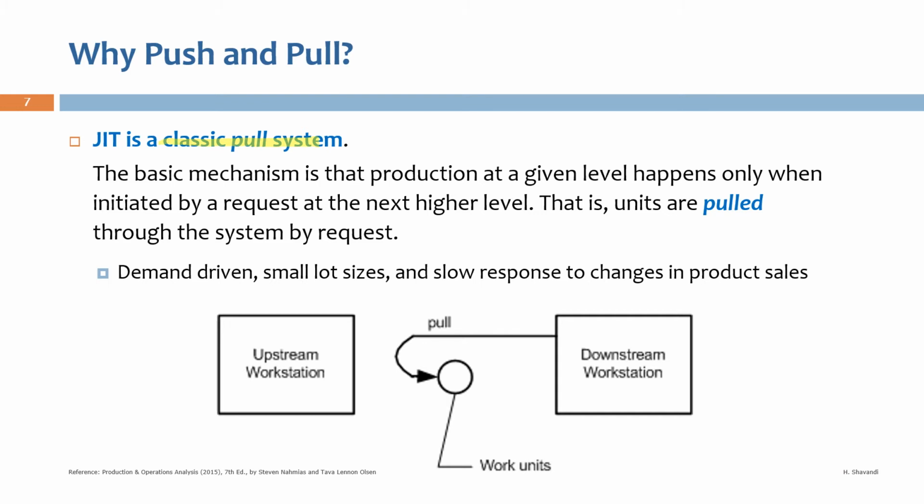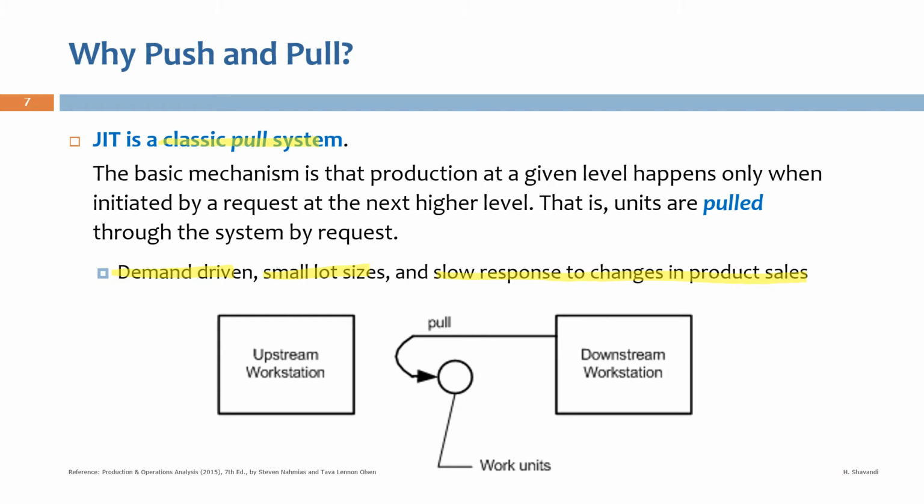So in just in time, there will be production if there is demand. First we need to have demand, and then based on that, the production process will be operated. Because of that, it's a demand-driven system, and we also have small lot sizes here. Since we are not going to produce and keep the items in the warehouse in hope of future demand, that's not the case in just in time. We are producing just based on the actual demand.